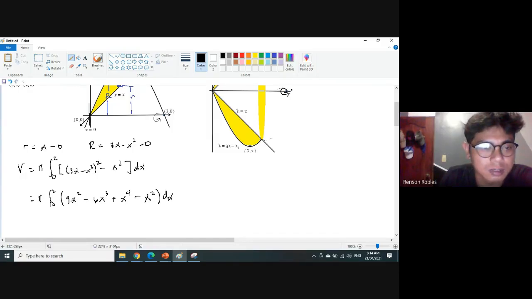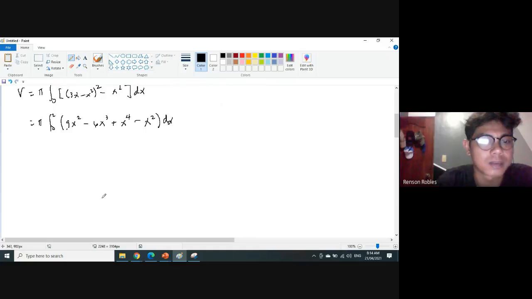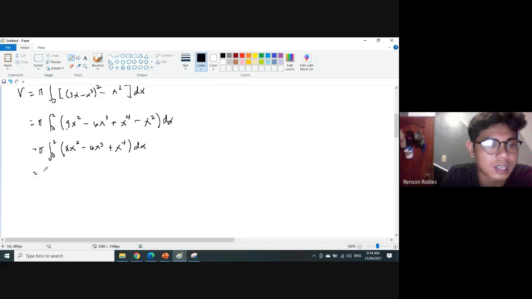So you can just combine these two. So that will become 8 pi, 0 to 2, 8x squared minus 6x cubed plus x to the 4 dx. Then we now integrate. So you have 8x cubed over 3, right? Minus 6x to the 4 over 4 plus x to the 5 over 5.